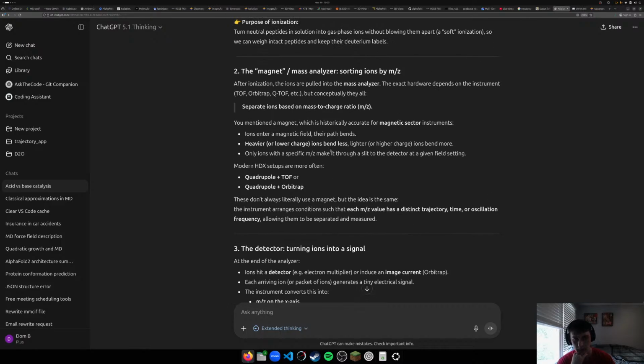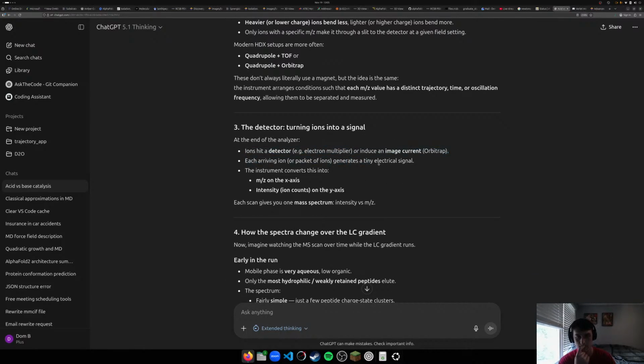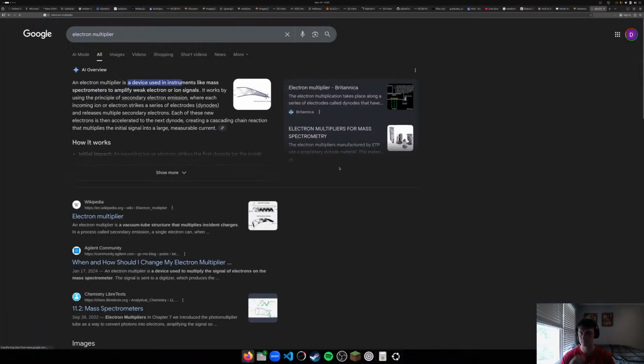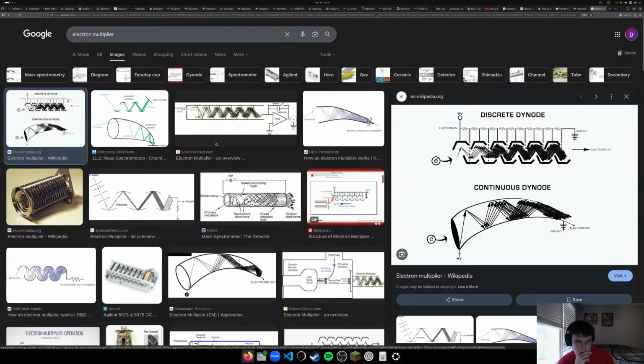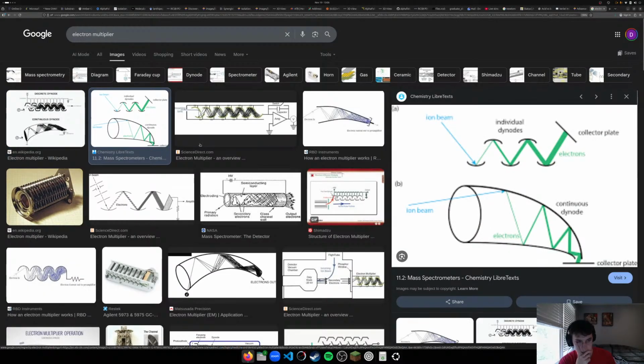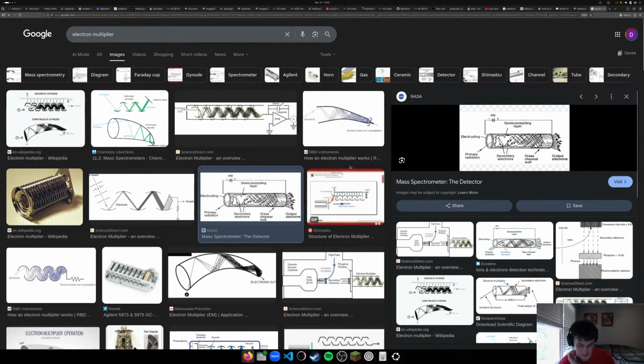I would say it's just like a detector. Electron multiplier. Yeah, see, I don't have to know this, really. I don't think my professors know about this.